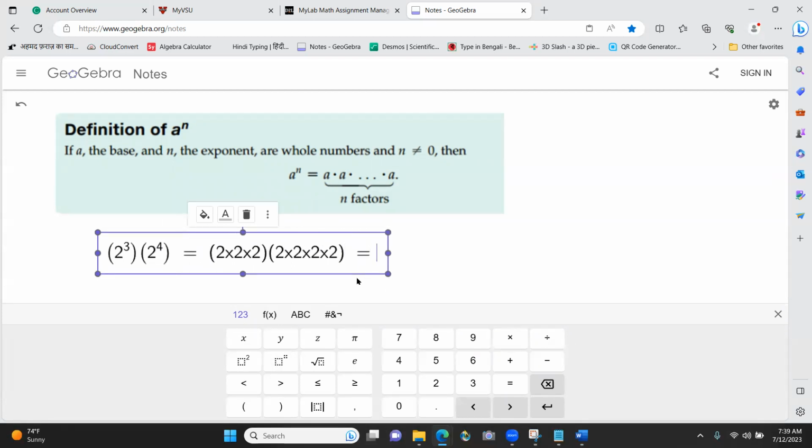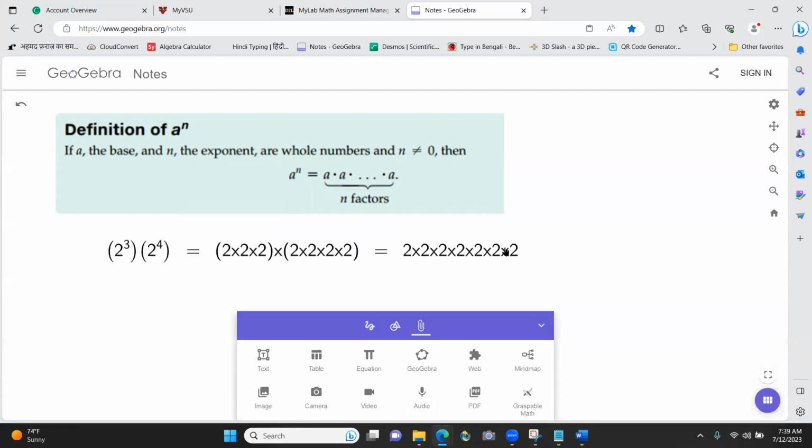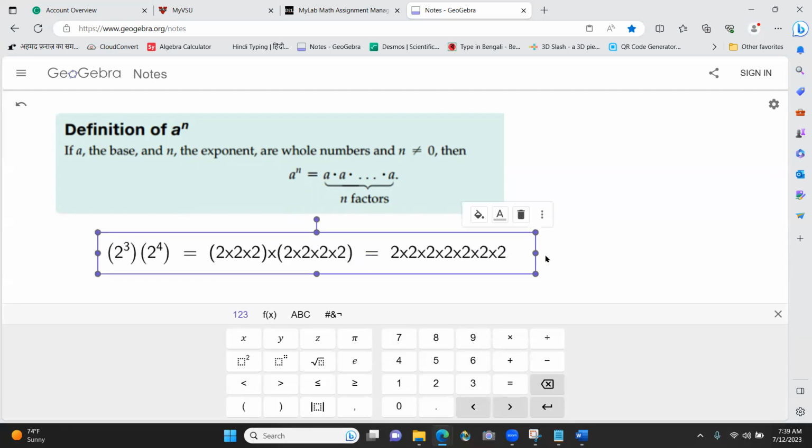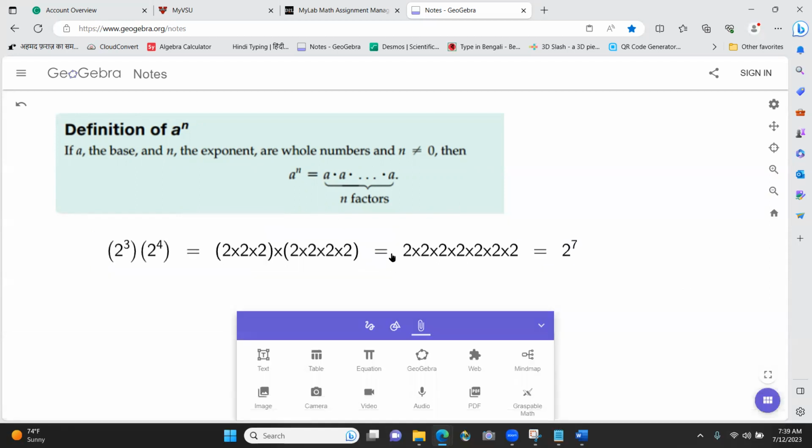Now, 2 to the power 3 times 2 to the power 4, and remember, there is a product symbol here, really. It's really a string of 7 twos. 2 times 2 times 2 times 2 times 2 times 2 times 2. Let me make sure I have 7. Yeah. So we can actually write 2 to the power 7.